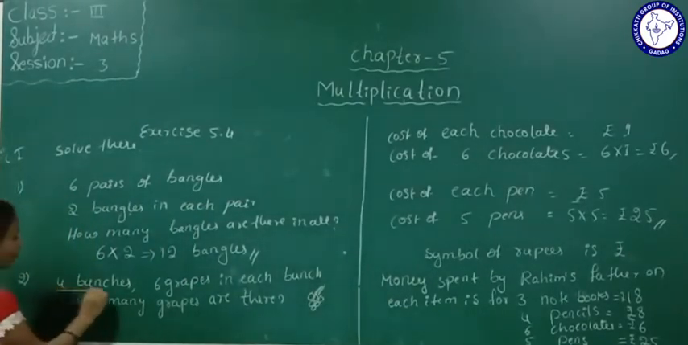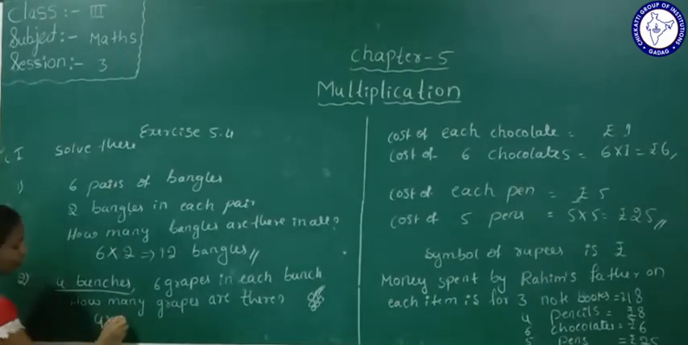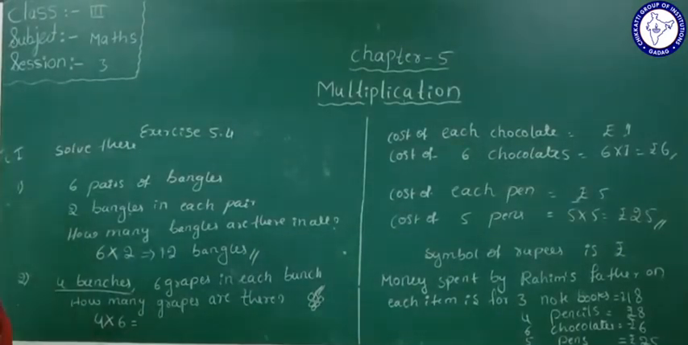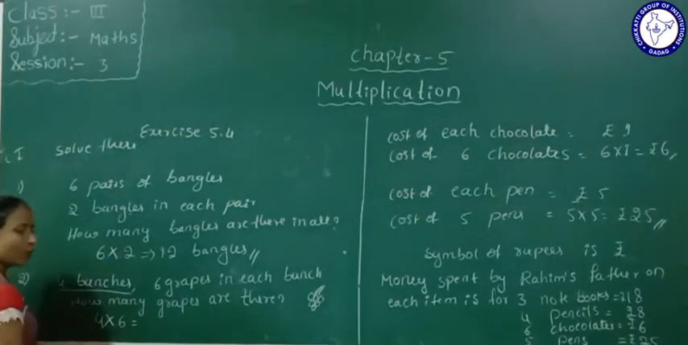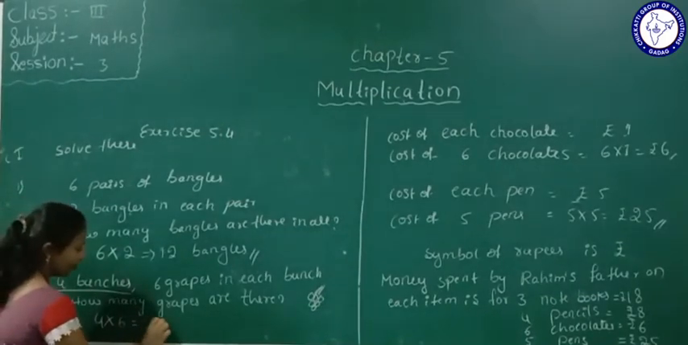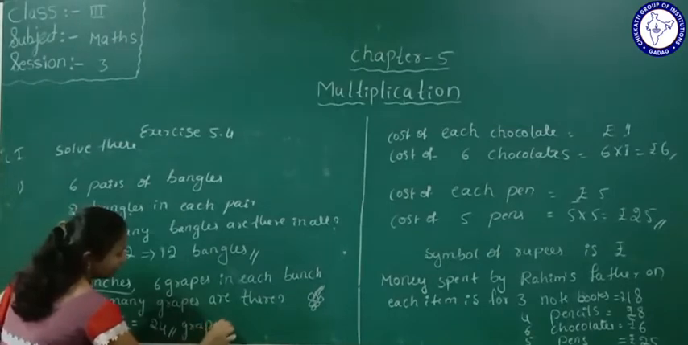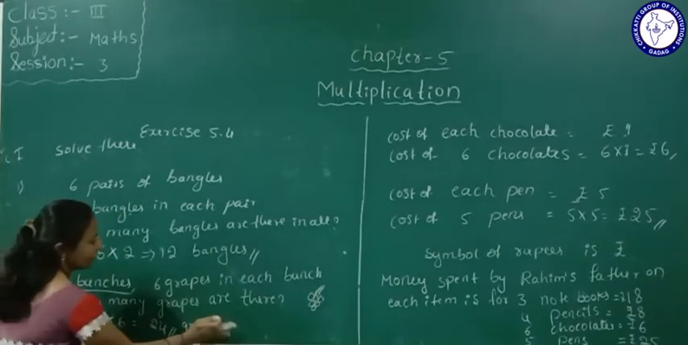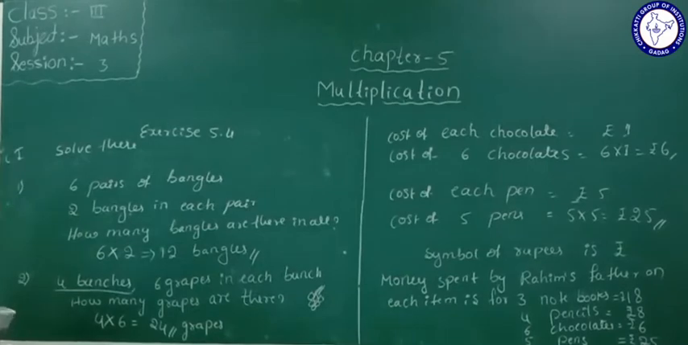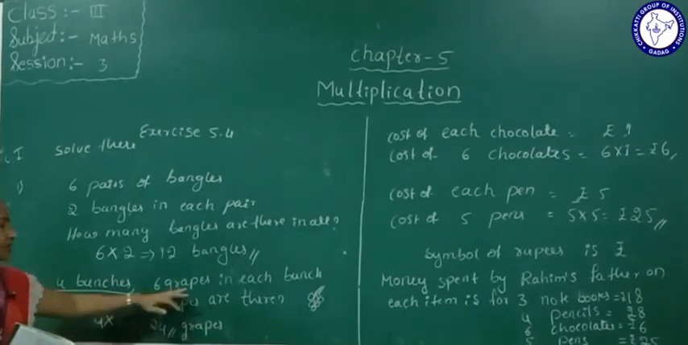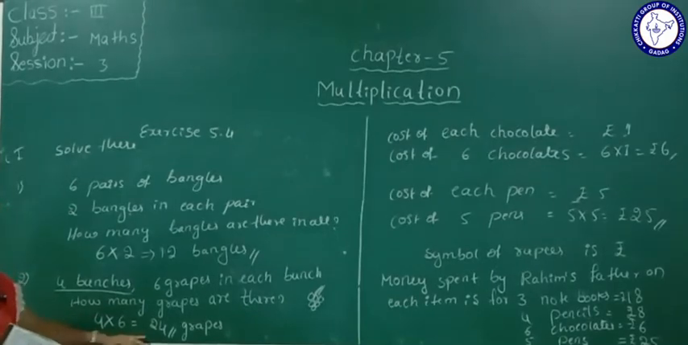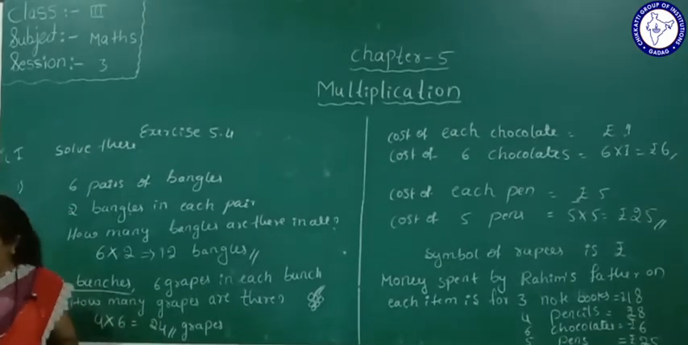So here 4 bunches of grapes. In each bunch how many are there here? In each bunch 6 grapes are there. So totally, 4 sixes are how much? 24. Yes, so 24 grapes are there in all. So 4 bunches, each bunch having 6 grapes, so 4 sixes are 24. Okay, next one.